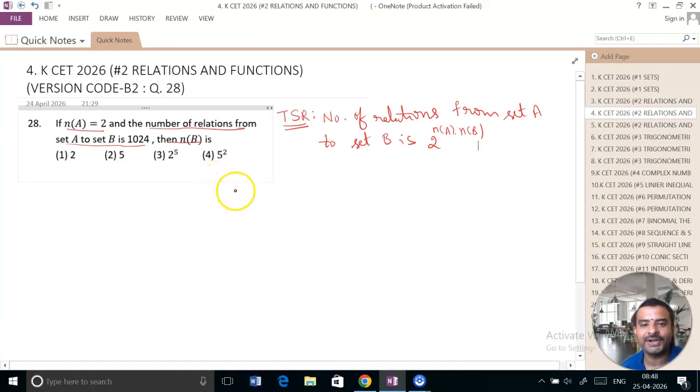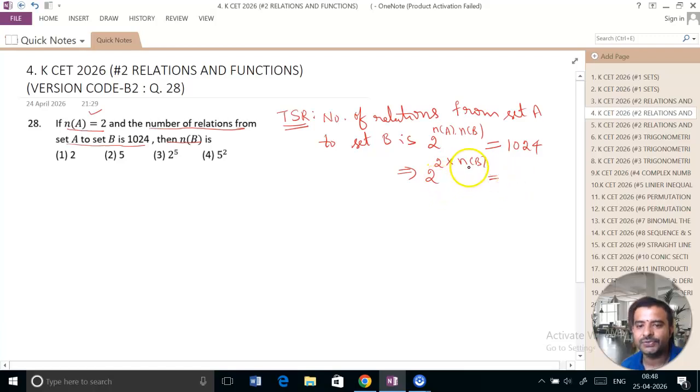What is the subset formula? 2 power n if you have a single set. Since we have two sets in the Cartesian product, it will be 2 power n of A into n of B. And the given number of relations is 1024. See, if I am going to solve this, 2 power, what is n of A they gave? According to n of A, it is 2. See, 2 into, what is n of B? That's what I am going to find out.